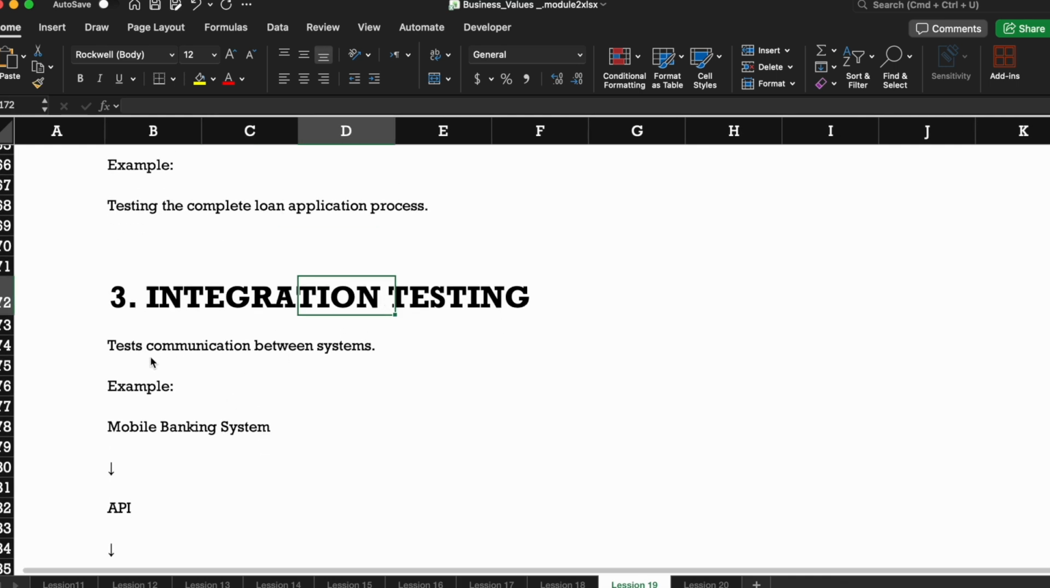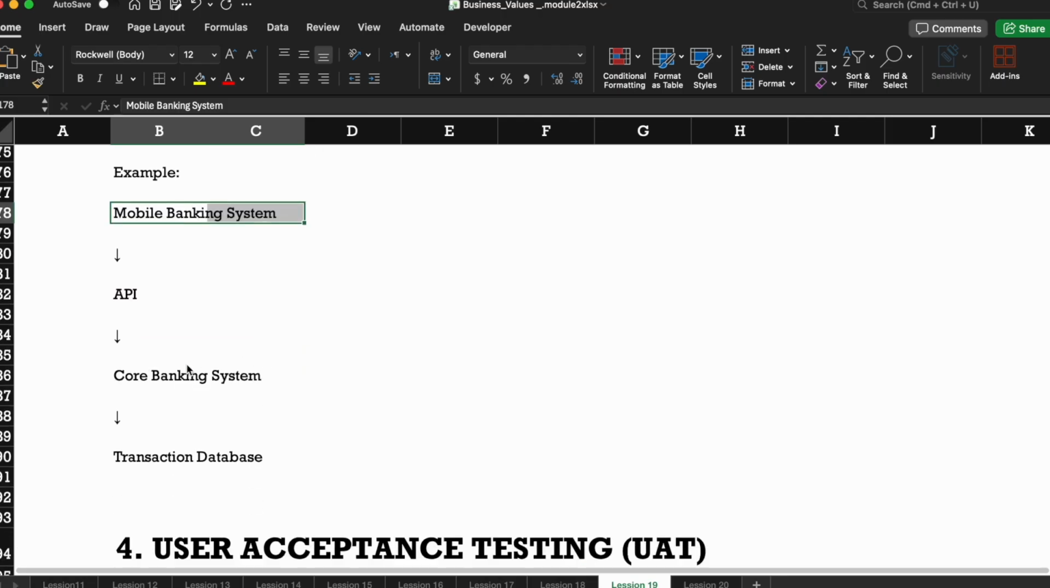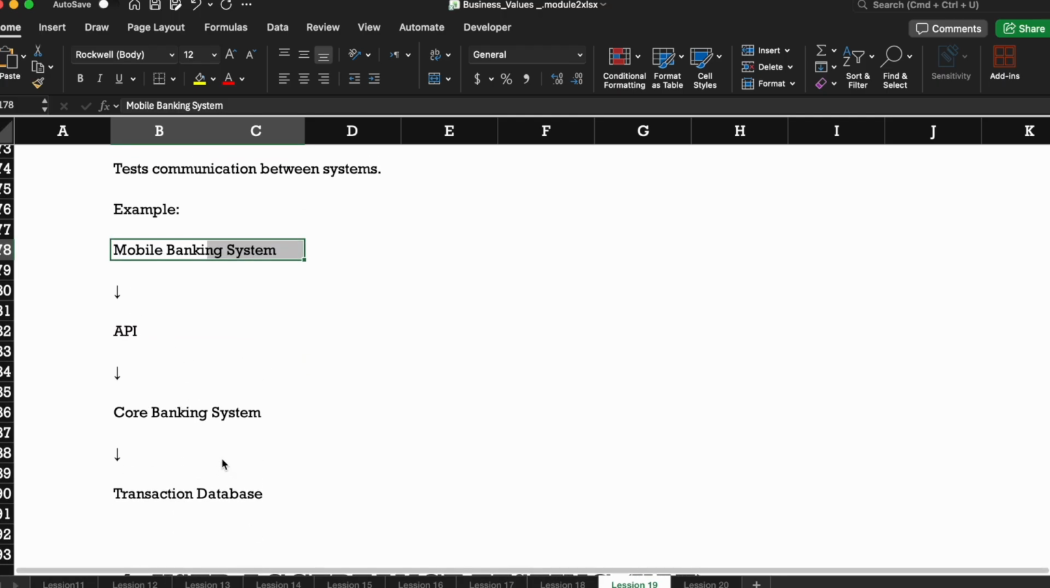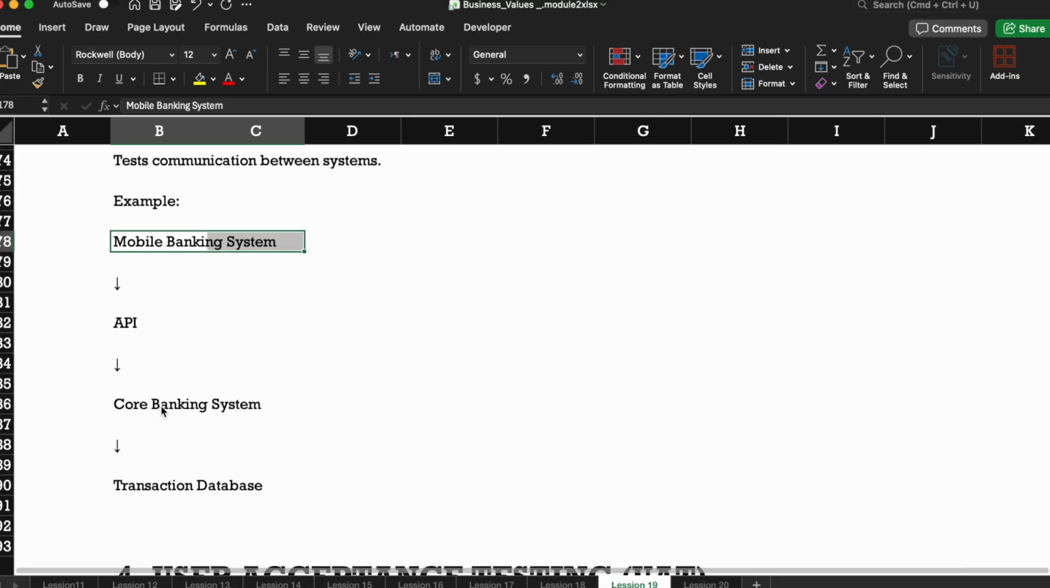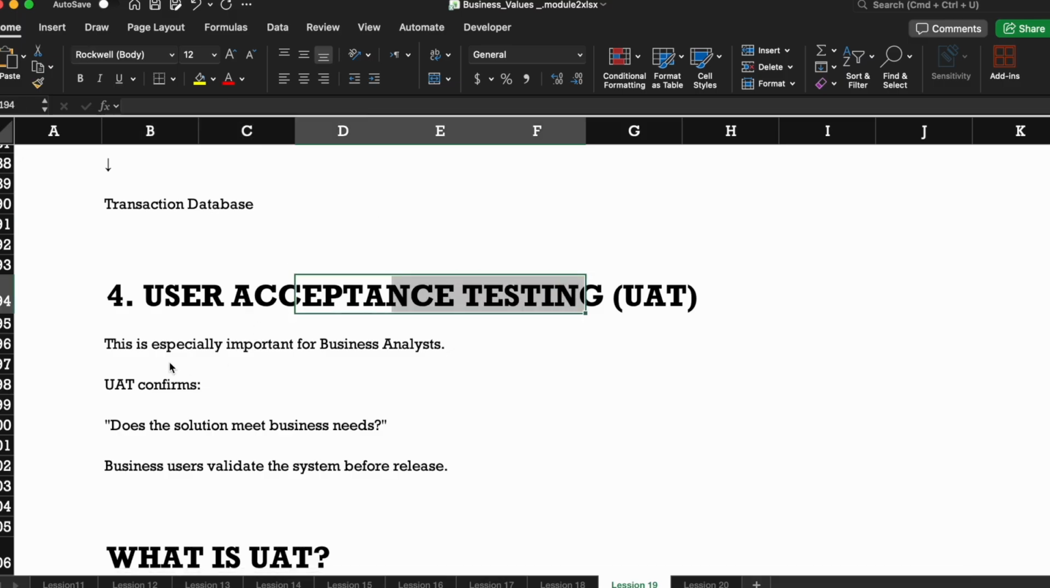Integration testing tests the communication between systems, right? From the UI, mobile banking system, API, core banking, transaction database, or UI, API, database, from the front end to end. Okay, so user acceptance testing, UAT, this is a good place you can start your testing as a BA.